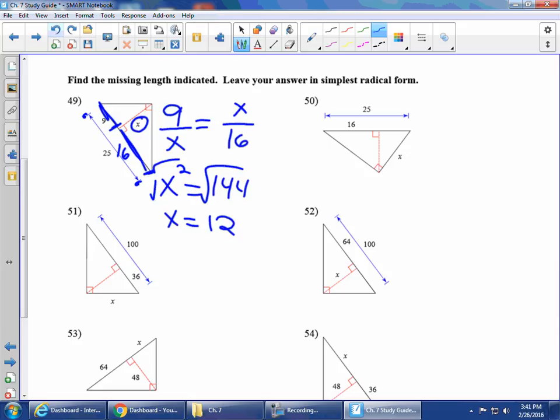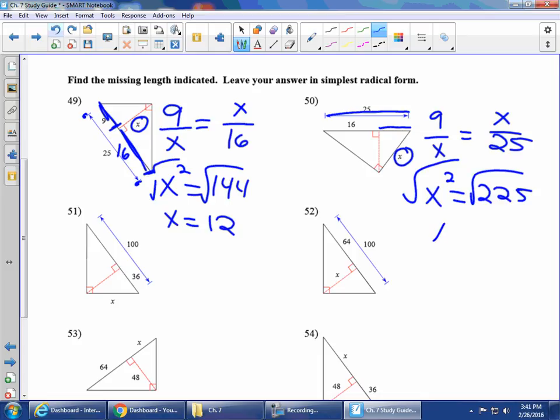Compare that to number 50, where I don't know anything about this altitude. So what I did on 49, I'm not going to do the same thing here. This is still my geometric mean. It's going to go there and there. It's the geometric mean between this little part and the whole thing. Well, the whole thing's 25, but if the little part's 25 minus 16, that's where I get 9. Cross multiply, you're going to get that, square root, x equals 15.